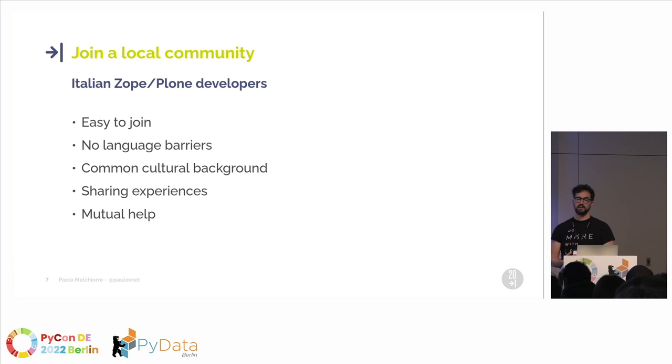The first step towards engagement for me was to join the small Italian community of users of Plone, a Zope-based CMS. A local community is easy for new members to join, as there are no language barriers, members share a common cultural background, and it's easier to share experience and exchange mutual help. Today, the local communities of Python and Django are many, so I invite you to join one of them.